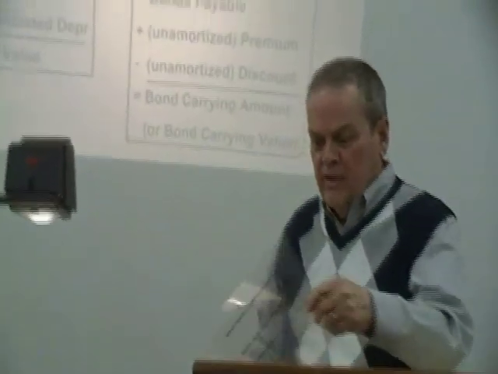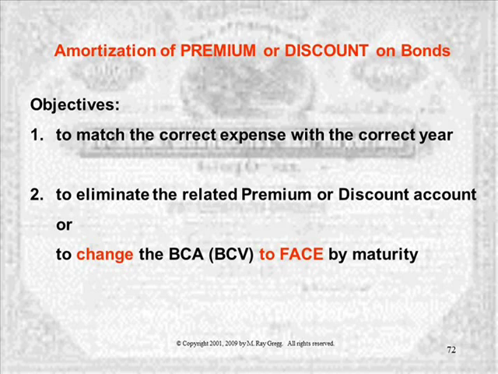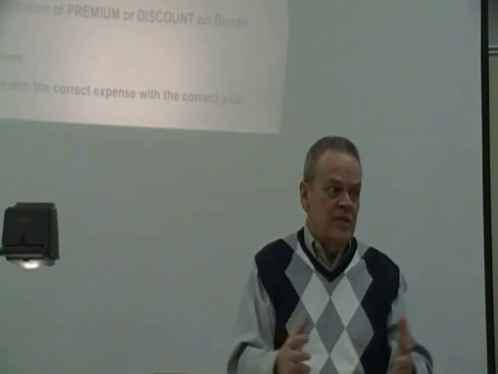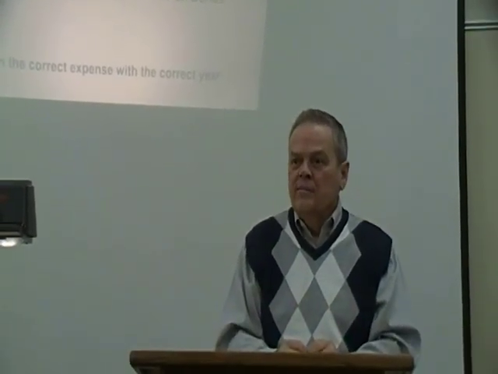of premium or discount. There are two broad objectives of amortization. We want to match the right amount of expense with the right year. We have an expense recorded, interest expense, the amount we pay. That's not necessarily the amount we incur. We need to adjust it. If supplies is wrong, we adjust it. If prepaid insurance is wrong, we adjust it. This is not a new process to us. It's just another thing that we adjust to make it right.